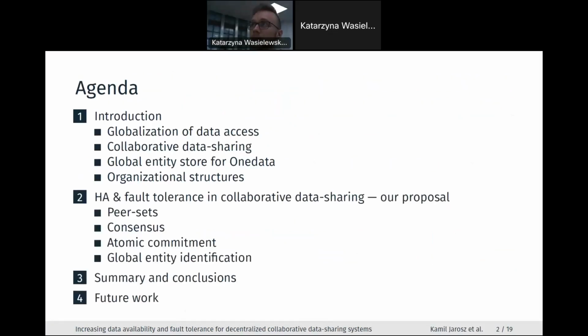The presentation will be divided into two parts. The first being the introduction, where I will talk about what is a collaborative data sharing system and some background. And the second one being our proposal on how to improve high availability and fault tolerance in such systems.